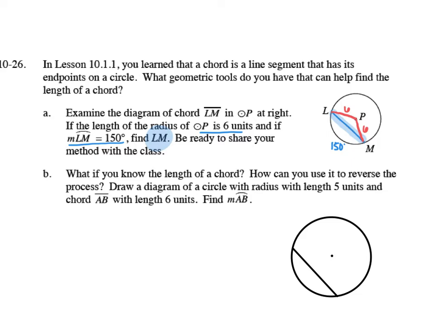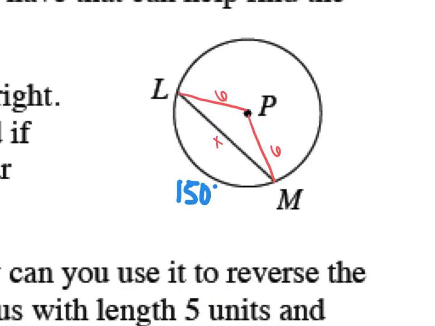And if I draw both PL and PM, I now have an isosceles triangle, which is a triangle that I'm very familiar with. So now as I take a closer look at this triangle, I need to find the length of LM, or the value of X as I put here in the diagram. I know that the measure of arc LM is 150 degrees, so I know this central angle here is also 150 degrees. Now I just have to choose a tool.